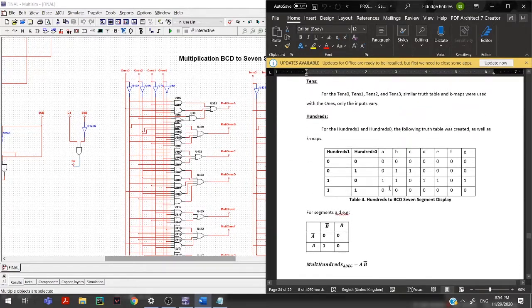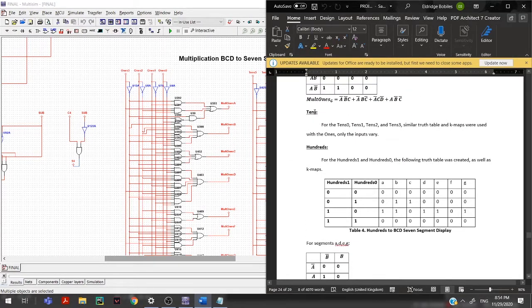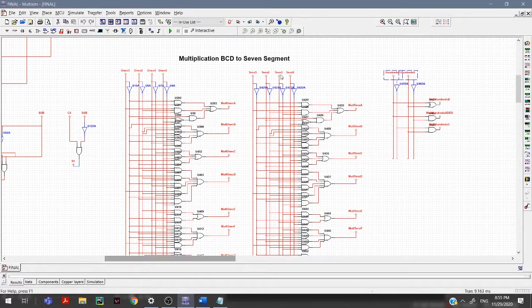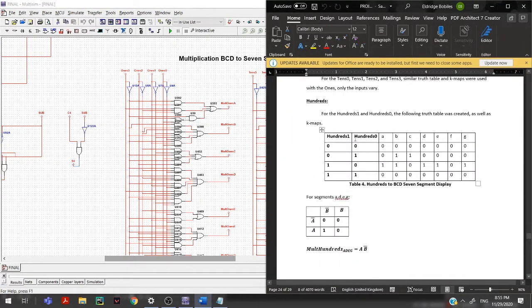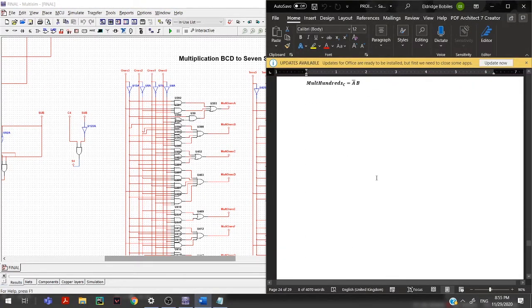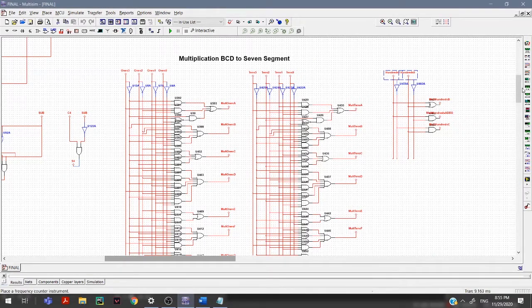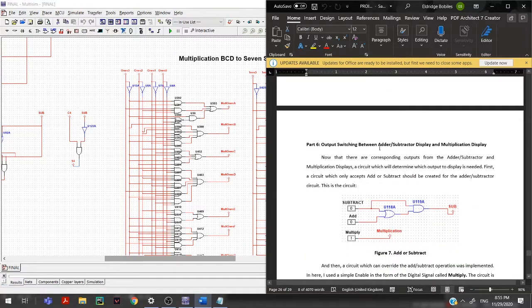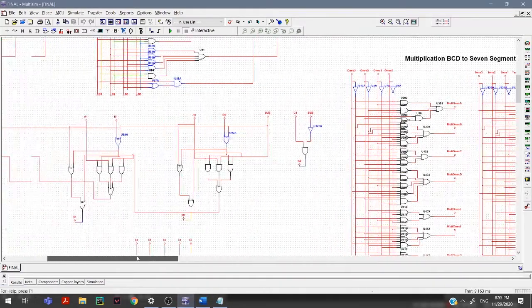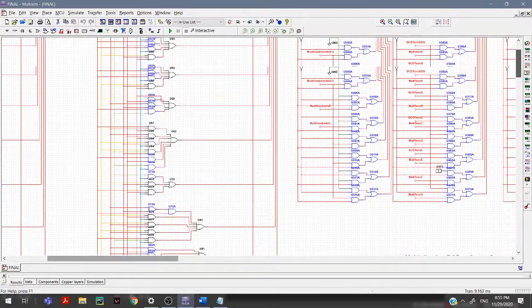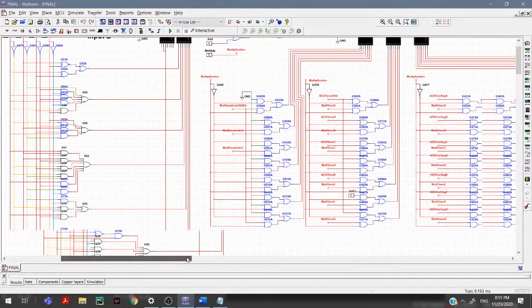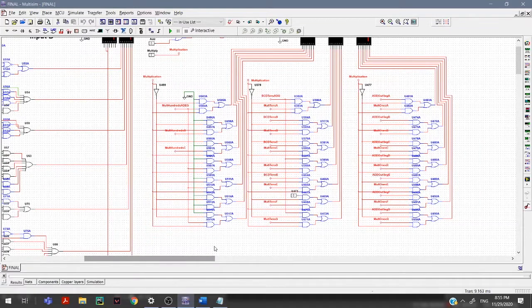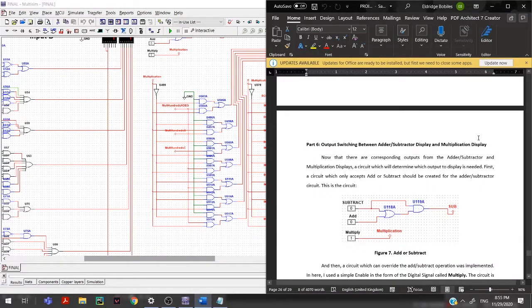This is the truth table for the tens. For the tens, it's basically the same as the ones, only the input is changed. For the hundreds, we have a truth table with 2 inputs only and Boolean expressions. So, with that in mind, we are now heading to the last part of our circuitry, which is the output switching between the adder-subtractor display and the multiplication display. We should take note that earlier, we created 2 separate outputs, the output for the multiplication and the output for our addition or subtraction.